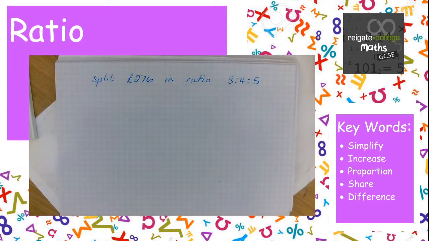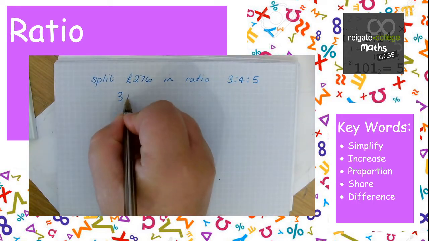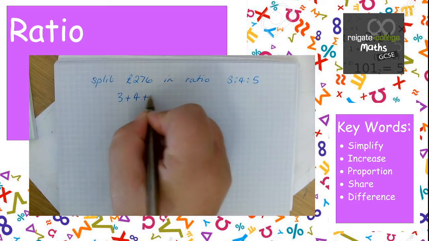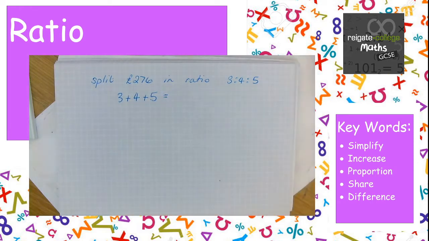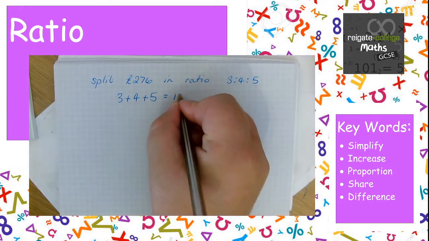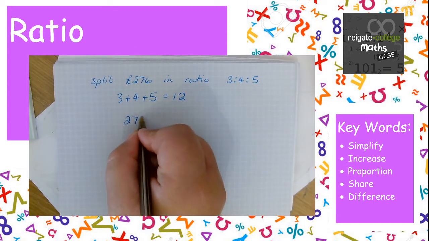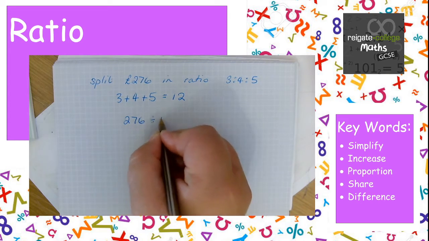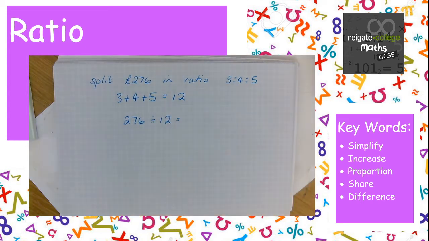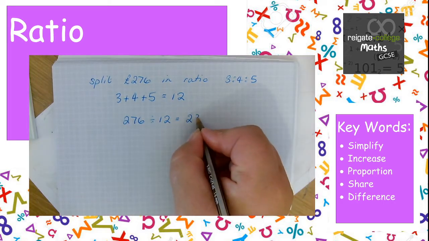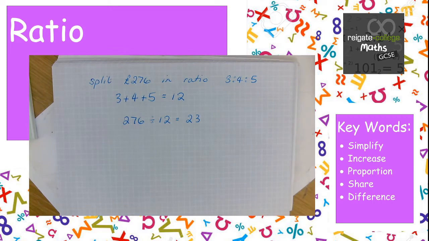Here I'm going to split an amount in a ratio, but I'm going to do it 3 ways. The process is exactly the same as before. I first add my ratios, and that shows me I have 12 shares. I then divide my amount by my total number of shares. This would probably be done on a calculator, and that gives me a total of £23 per share.